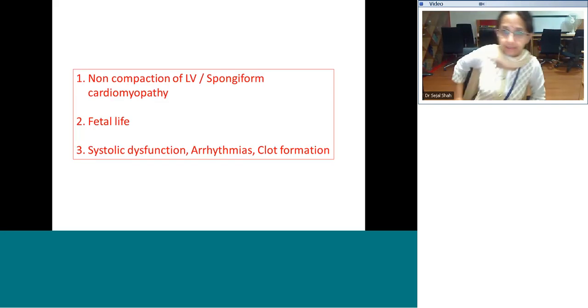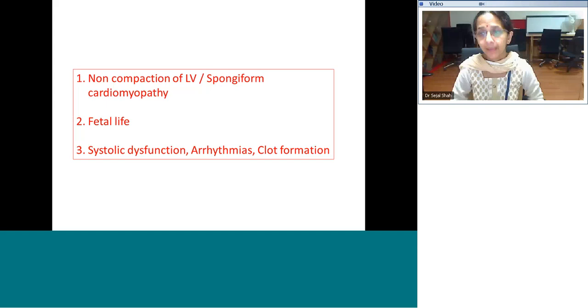So it is basically non-compacted LV or spongiform cardiomyopathy, and it starts in fetal life because the basic pathogenesis with non-compaction is that it does not compact. So normal LV myocardium compacts in embryonic life, and here it does not. So the issue starts right from fetal life, and you have it in isolation, or sometimes along with structural heart disease, or it can also happen when a ventricle is volume loaded. So long-standing regurgitant lesions, etc., can also give a feeling that it's a spongiform cardiomyopathy. And whenever you have it, one is arrhythmia, second is systolic dysfunction, and third is clot formation in those ventricles.